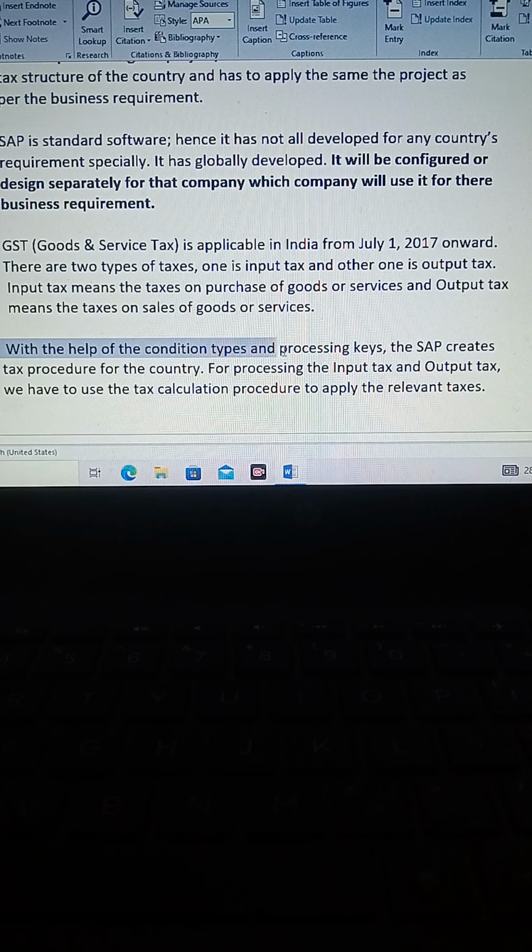With the help of condition and process keys, SAP creates the tax procedure for the country of the company. For processing the input and output tax, we have to use the tax calculation procedure to apply the relevant taxes in the SAP system for the requirement of that company.